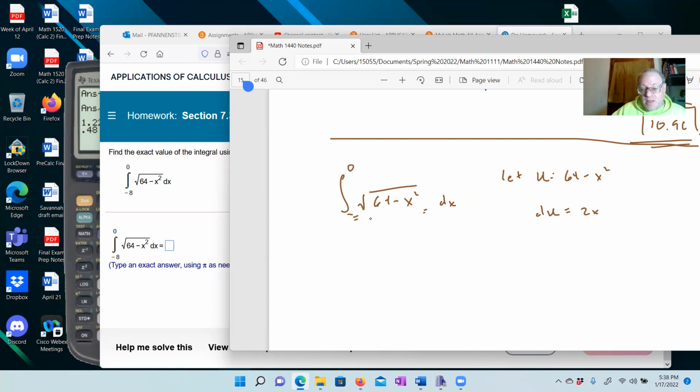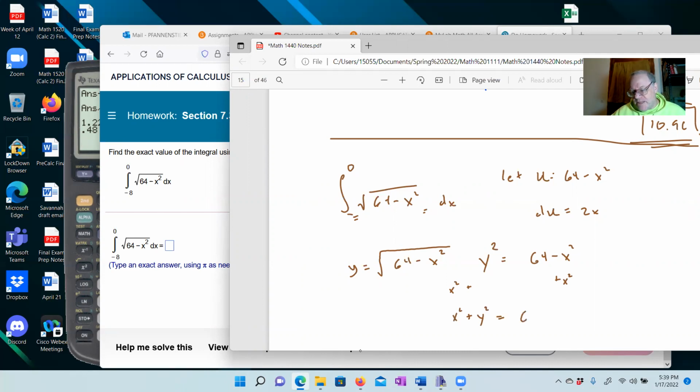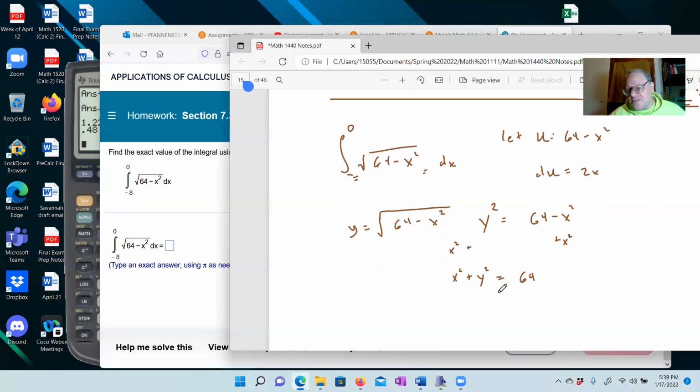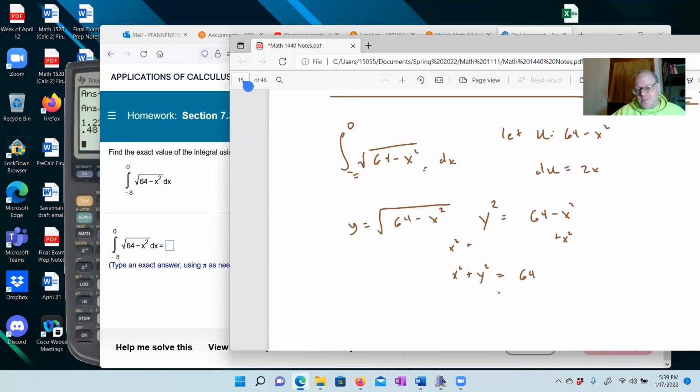We're just going to make a picture, and we're going to say, how about we try y equals the square root of 64 minus x squared? How do we get rid of the square root? Well, we square stuff. So y squared is equal to 64 minus x squared. And what I'd like to do now is add x squared to both sides. So we have x squared plus y squared equals 64. Does this look like a formula we've seen before?